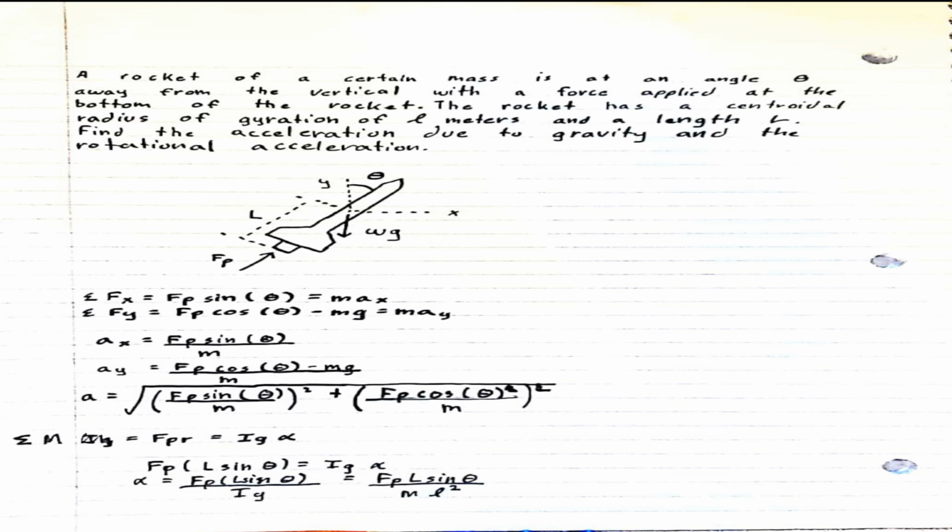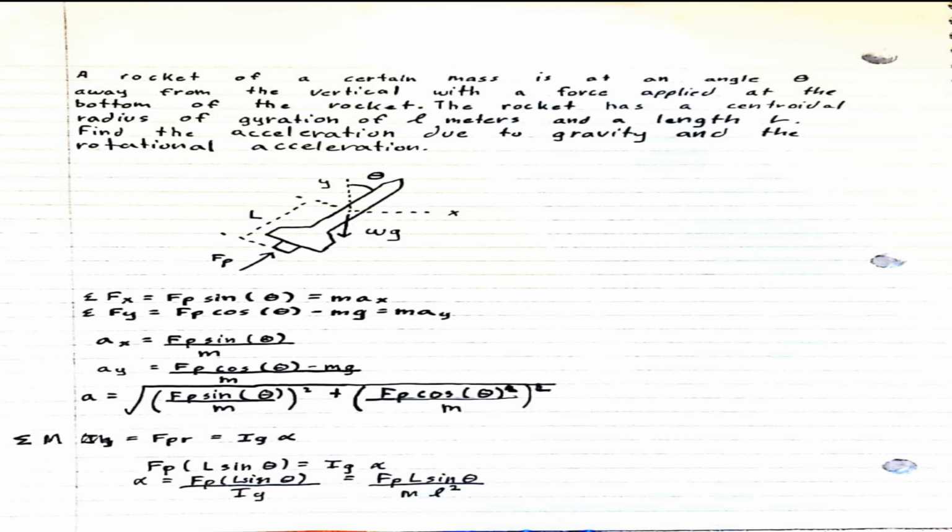To find the acceleration of the center of mass, first, break up the forces in the x and y components. In the x direction, the equation for the forces is the force applied times the sine of theta is equal to the mass times the acceleration. Solving for the acceleration in the x direction, you get the force applied times sine of theta over the mass.